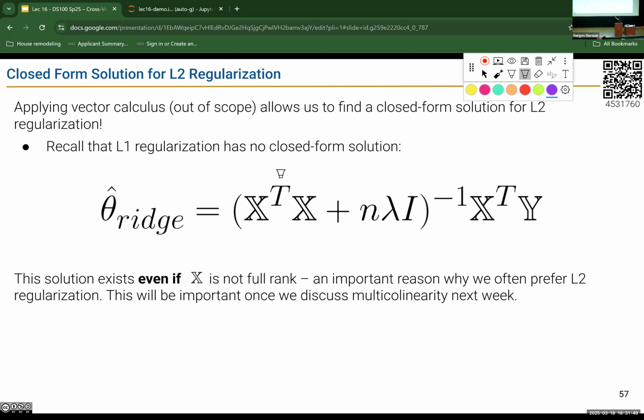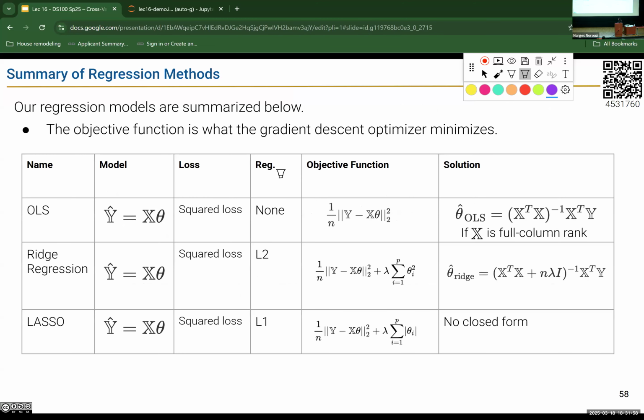There's a closed form solution for it. You don't need to memorize it, but just know that it exists, and that's part of the reason that we use it. And I'm going to leave you with this one. Summary: OLS, ridge regression, LASSO regression. The reason that we use each one of them: LASSO doesn't have a closed form solution. Ridge regression does have a closed form solution.